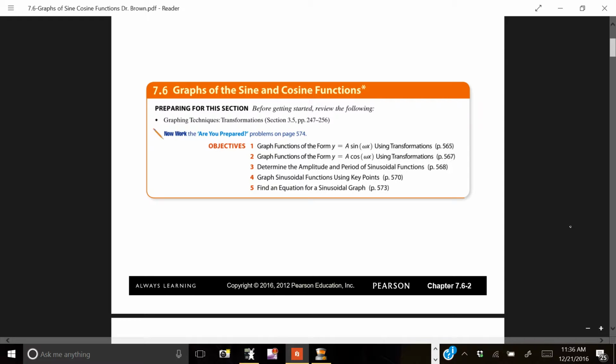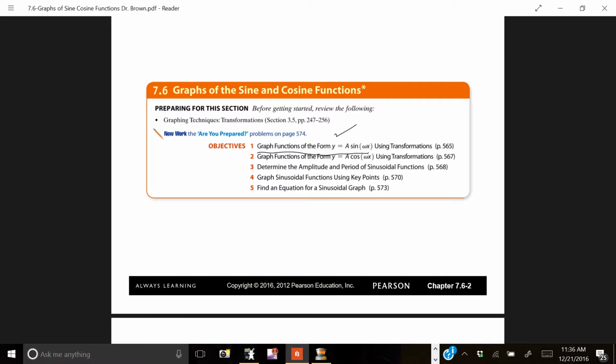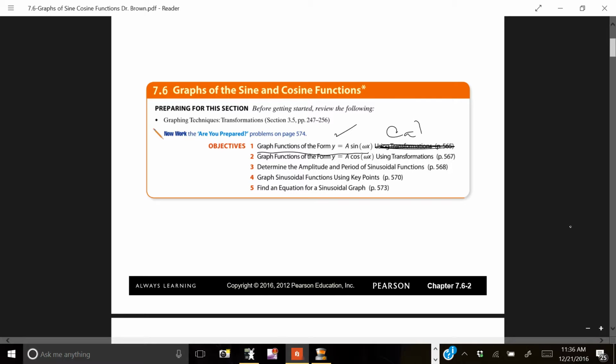First of all, we're going to graph functions that are sine waves of the form y equals a sine of omega x, but we're not going to use transformations. We're going to use the calculator. We're going to graph functions of the form y equals a cosine of omega x, and again we're going to be using the calculator and not transformations.